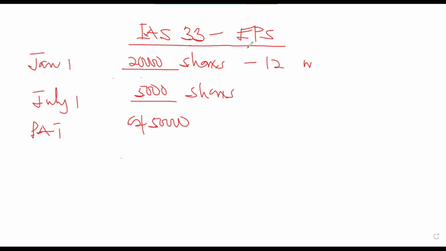This will contribute for 12 months, a full year. But this will contribute to only 6 months of the profit. The idea is that this 5,000 will only generate profit for 6 months. So we need to match the shares' contribution against the profit. We find 6 months of that particular share and match it against its contribution in the profit.